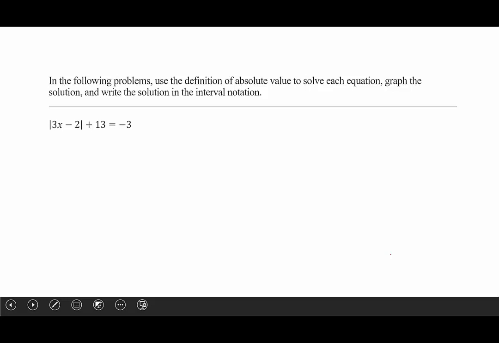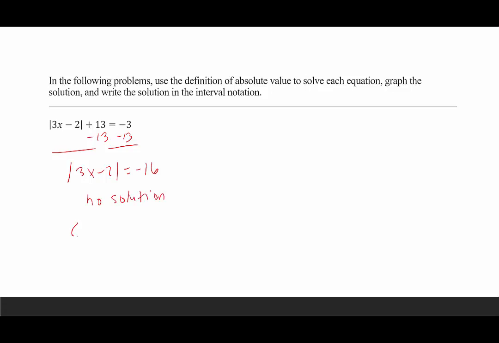A few more examples. What's going on with this one? First, let's get this absolute value by itself. Let's subtract 13 from both sides. We get the absolute value of 3x minus 2 is equal to negative 16. The absolute value is equal to something negative. What does that tell us? There is no solution, right? You can't take the absolute value of something and equal something negative. So this one has no solution.